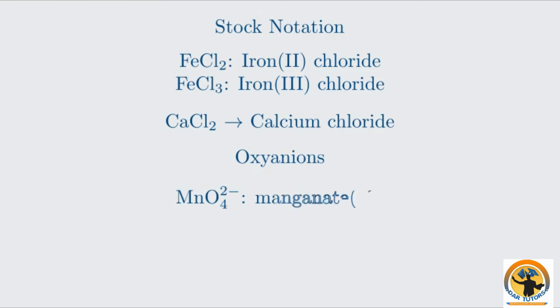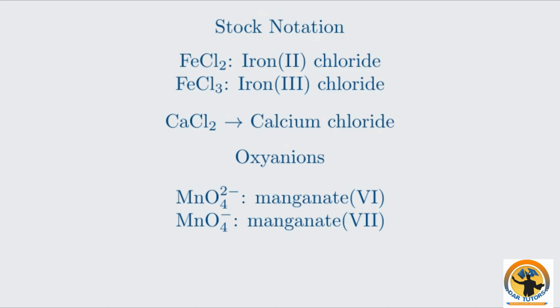Stock notation also extends to oxyanions, which are anions containing oxygen. For example, the manganate ion, MnO4 2-, and the permanganate ion, MnO4 -, contain manganese in different oxidation states. The oxyanion suffix -ate doesn't distinguish between them. So we use stock notation, manganate(VI) for MnO4 2- and manganate(VII) for MnO4 -. This prevents ambiguity.